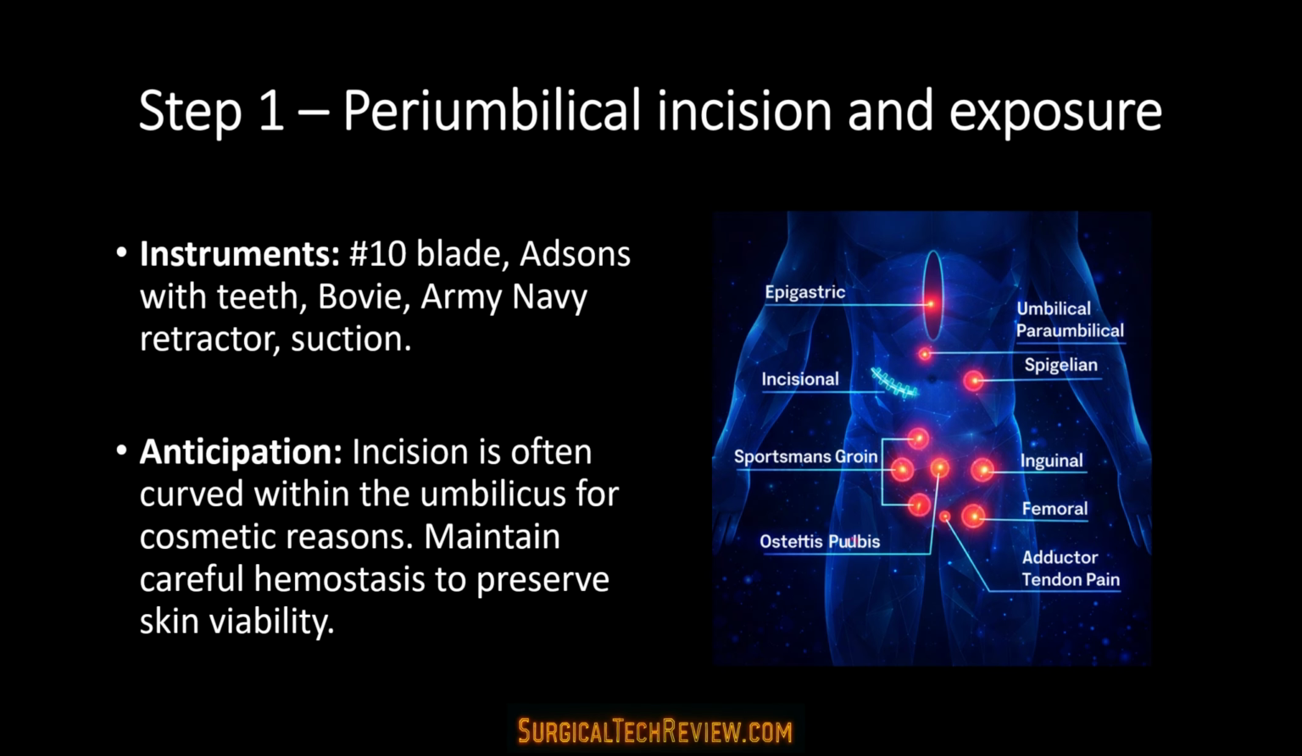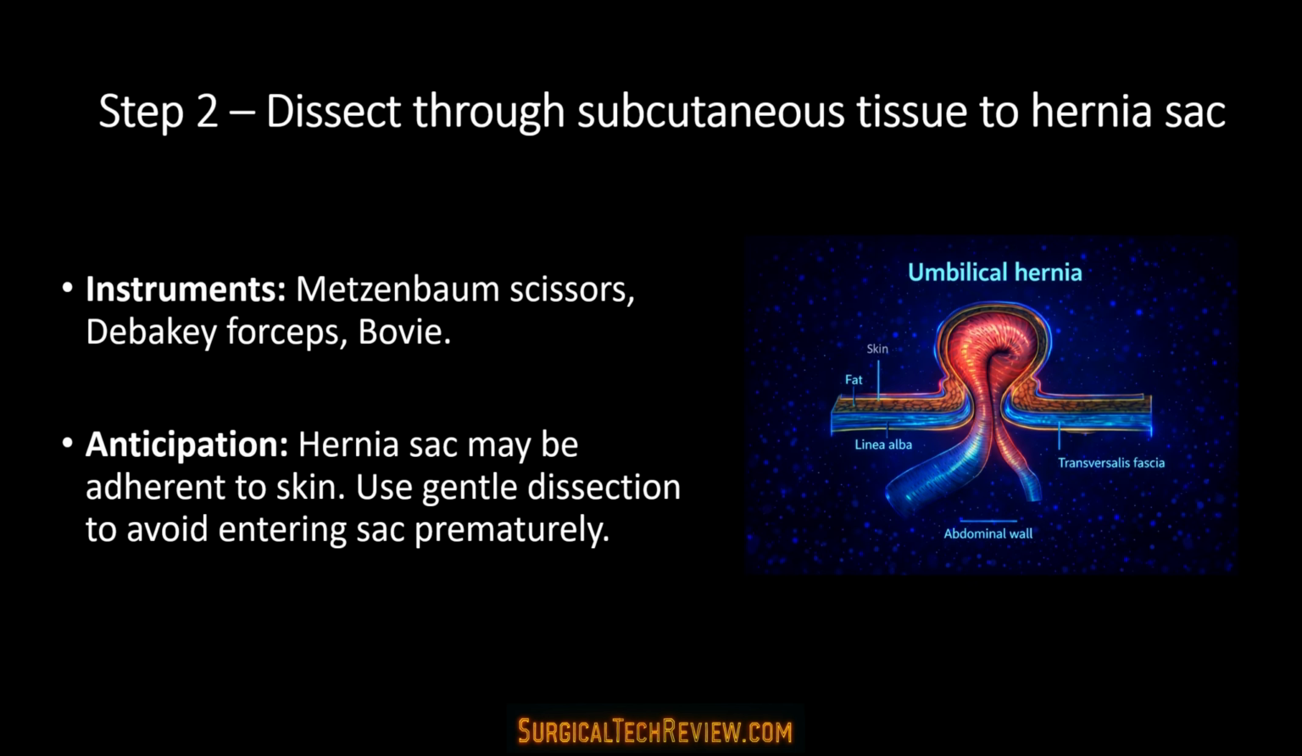Step 1. Incision and exposure. Periumbilical incision is often curved for cosmetic reasons. Maintain hemostasis carefully. Preserving skin viability is critical. Instruments included in this step are the 10-blade, Adson with teeth, Bovie, Army-Navy retractor, and suction. For anticipation, the incision is often curved within the umbilicus for cosmetic reasons. Maintain careful hemostasis to preserve skin viability.